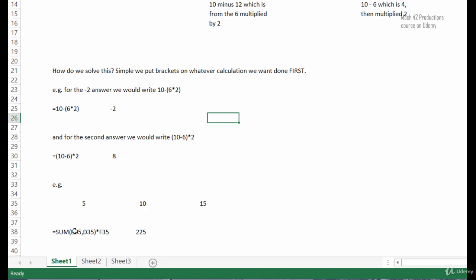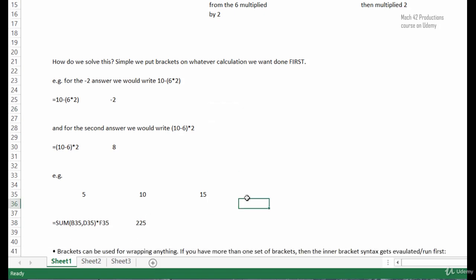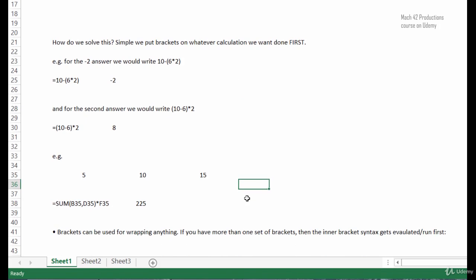Now, again, we've got brackets here, which is part of the actual function. In other words, it's part of the sum function. So using our rule of whatever's in the brackets gets evaluated first, this function will get evaluated first. Then the result of this will be multiplied by F35, which is 15, which will give us a result of 225. Now, brackets can be used for wrapping anything.